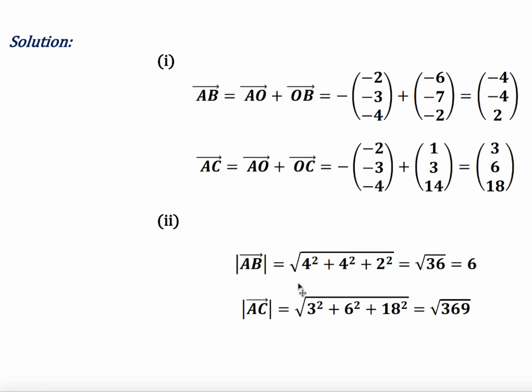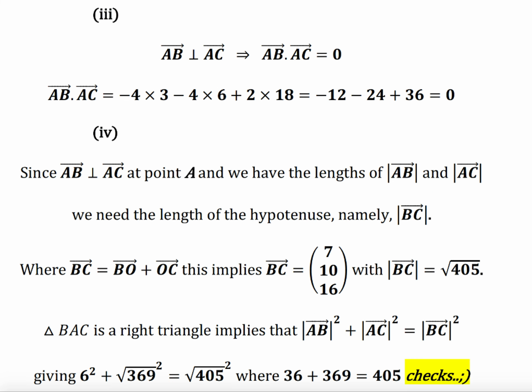-4 and -4 are not indicated here because -4 squared, which is 16, is the same as 4 squared, which is 16. So you can actually get a little bit careless in a good way here. That actually shows your examiner that you're stronger, knowing that the square of a negative number is the same as the square of a positive number. So you get 6 and the square root of 369 respectively.